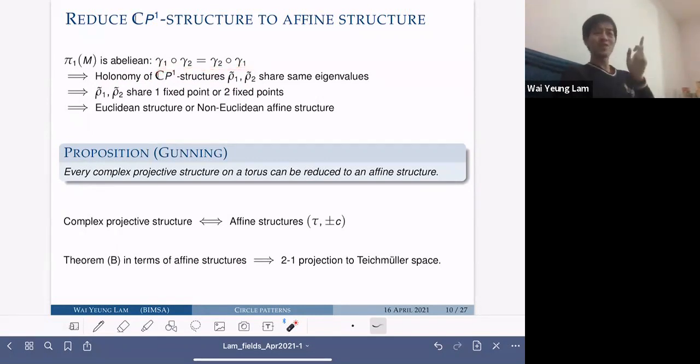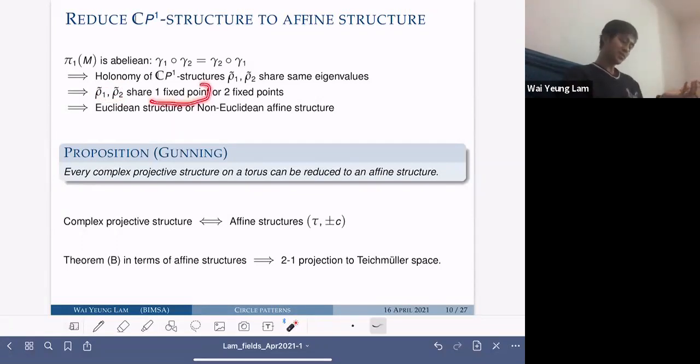If you remember from linear algebra, if you have two matrices with AB equal to BA, then you can deduce that they share the same eigenvalues. But in terms of Mobius transformations, it just tells you that this rho one theta and rho two theta share either one fixed point or two fixed points.